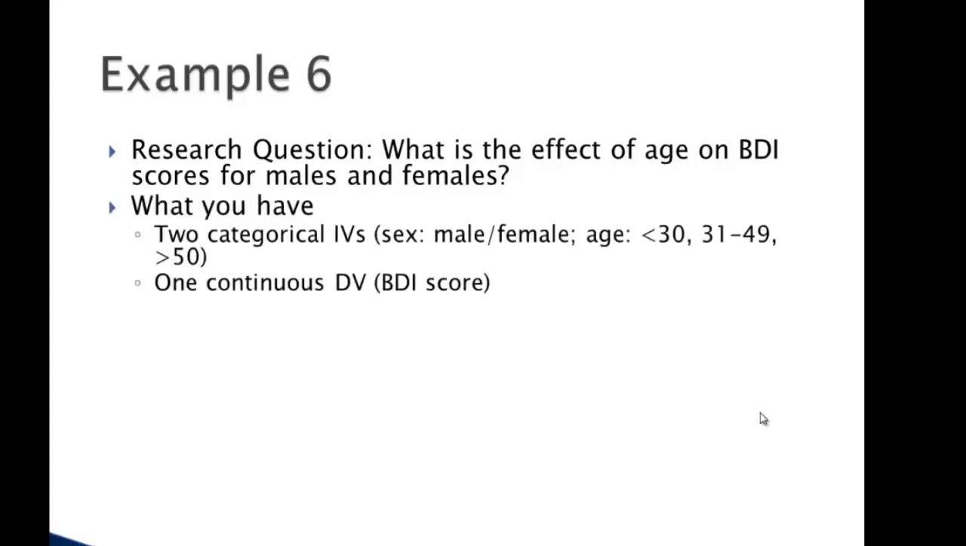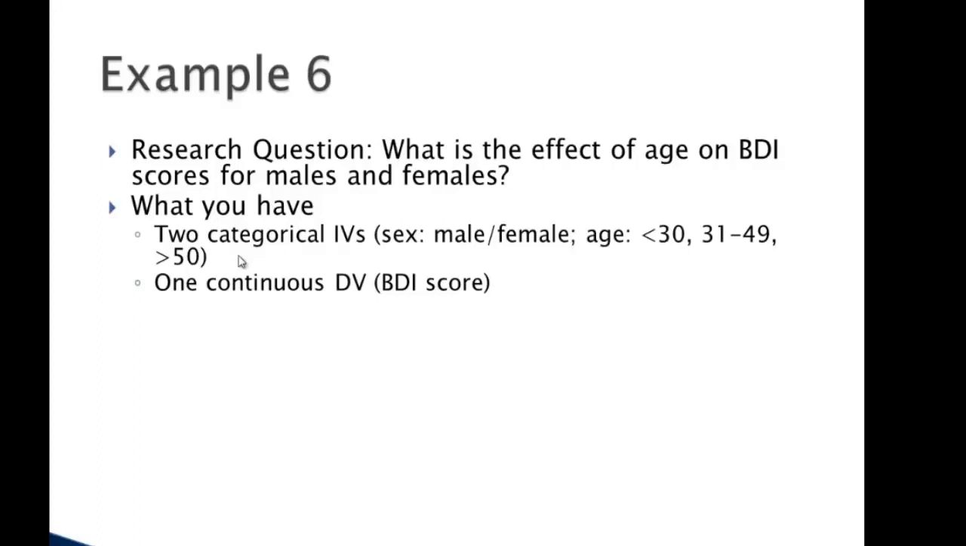So as you hopefully were able to pick up, we have two categorical independent variables: sex, male versus female, and age group, under 30, 31 to 49, and greater than 50. We still have one continuous dependent variable or outcome, in this case our BDI score.